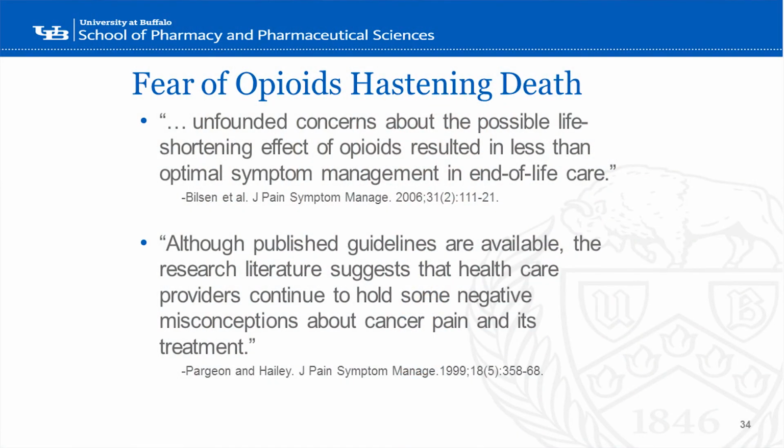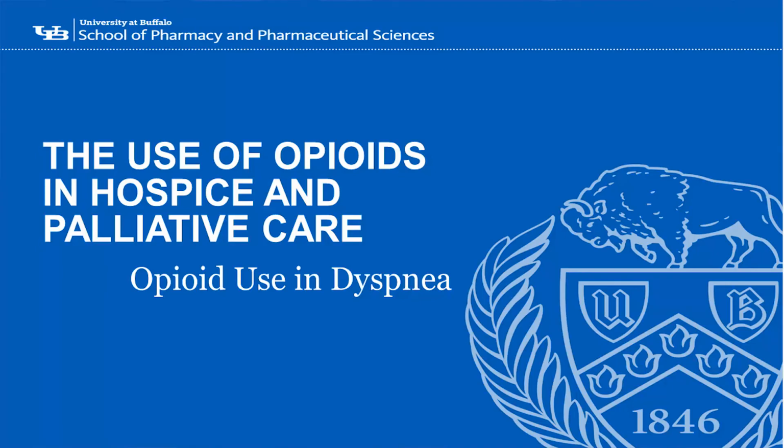Now, when it comes to practitioners, we also have unfounded concerns about the possible life-shortening effects of opioids resulting in less than optimal symptom management at end of life. This was a study that looked at ordering opioids for patients. And then we also have information that although published guidelines are available, the research literature suggests that healthcare providers continue to hold some negative misconceptions about cancer pain and its treatment. So let's move on to the use of opioids in hospice and palliative care.